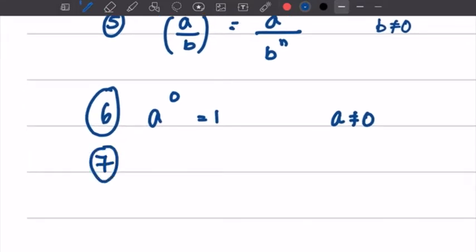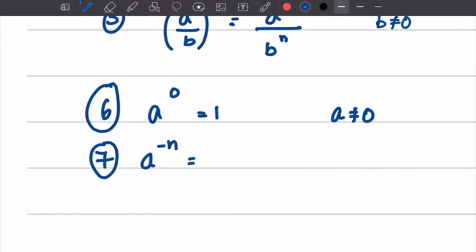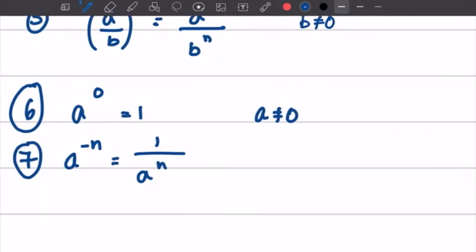Seventh and the last law is when you have a to a negative power, a to the power of negative n. Usually we don't deal with negative powers. To make a negative power into a positive power, we divide the whole thing by 1, and then that becomes a to the power of n. So that is what all this means. Anything to a negative power, divide the whole thing by 1.